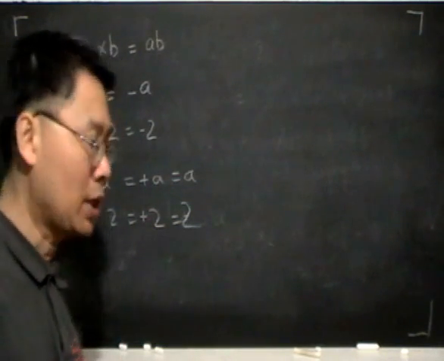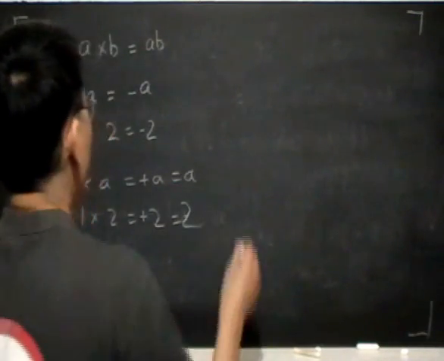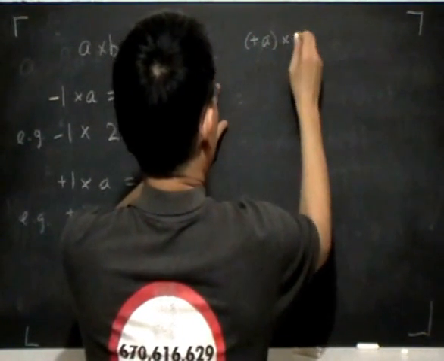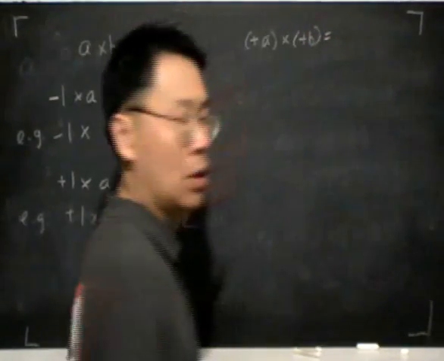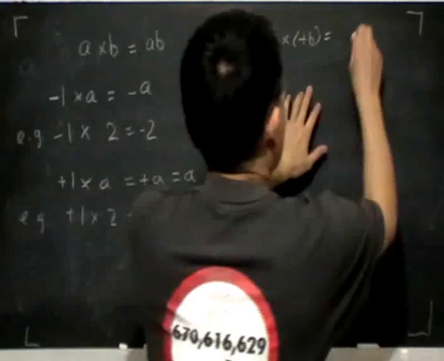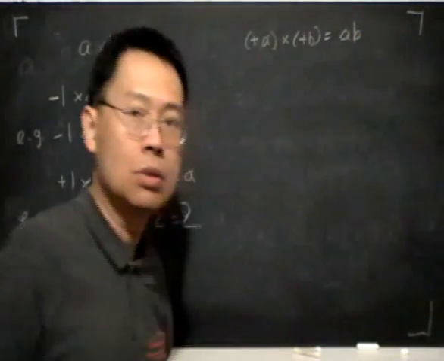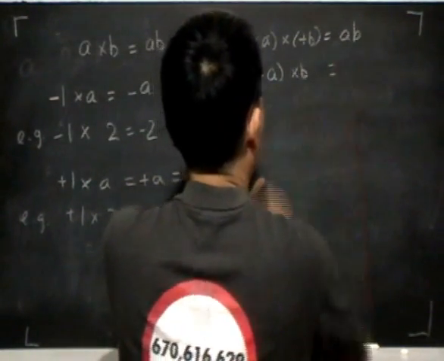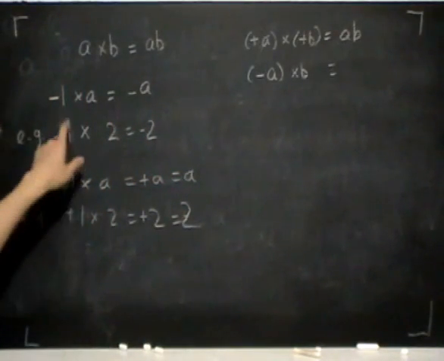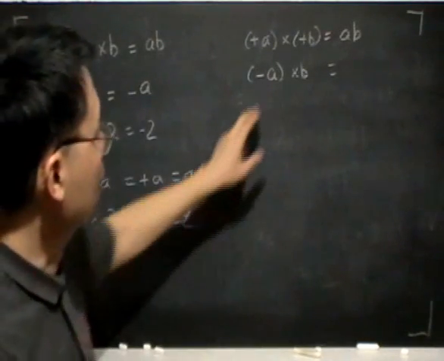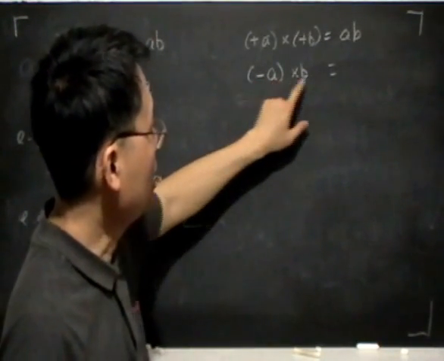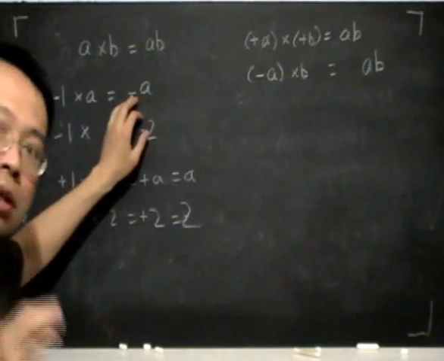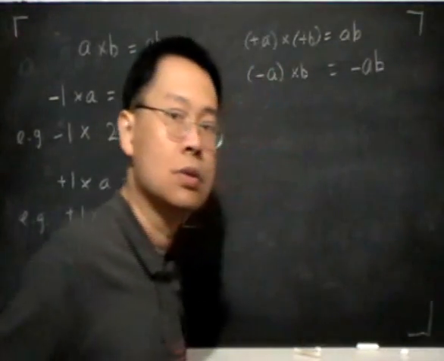Okay, now let's start multiplying two quantities that have signs. If you have, say, plus A times plus B, well, plus A is just A and plus B is just B, so this is just A times B, which is AB. How about minus A times B? Minus A times B, well, minus A means the same as minus 1 times A. Alright, so that's just minus 1 times A. And we know what A times B is. A times B is just AB. And the effect of the minus 1 there is just to give a minus sign. So that's that.